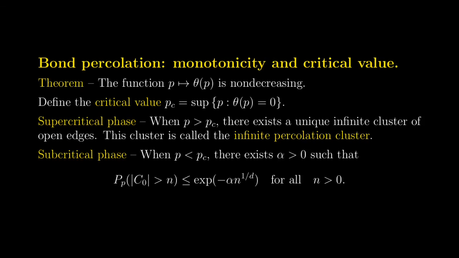Meaning that there exists some parameter alpha, which is a function of p, such that the probability that the cluster starting at 0 contains more than n vertices decreases exponentially with n. That means that in the subcritical phase, not only are all the clusters finite, but typically clusters are very small.